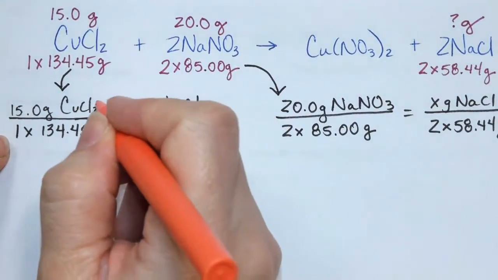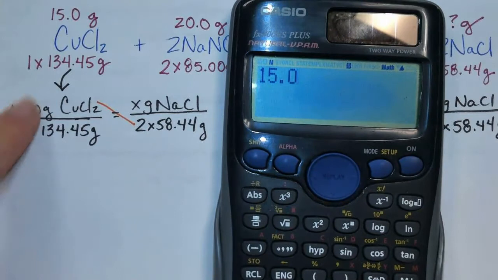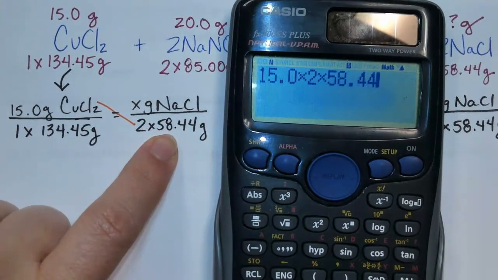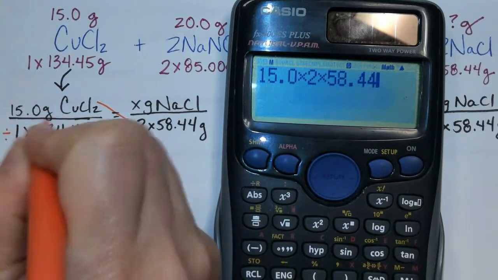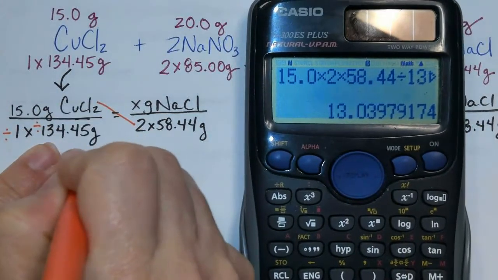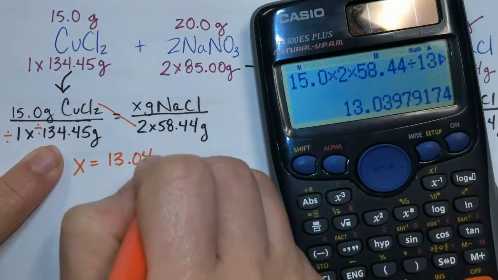So I'm going to start my multiplication here, and it's going to be 15.0 times 2 times 58.44, and then I'm going to hit divided by 1 divided by 134.45. Notice I didn't divide by the 1 because that doesn't change anything. So here we get X equals 13.04 grams NaCl.